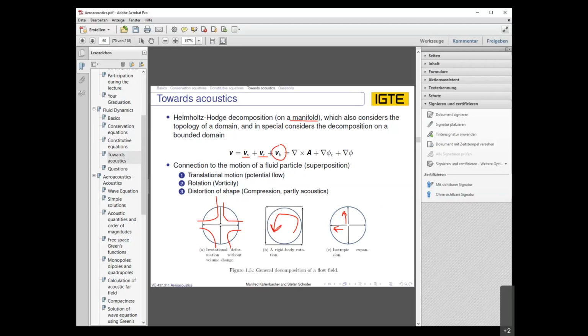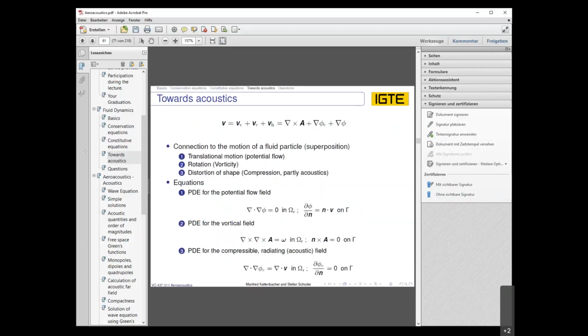Okay, and the three parts here of the Helmholtz, on the manifold, it's called Helmholtz-Hodge decomposition, are then computed by these three equations. The one for the potential flow, it's just the Laplace equation. Then a curl equation for the vortical field.